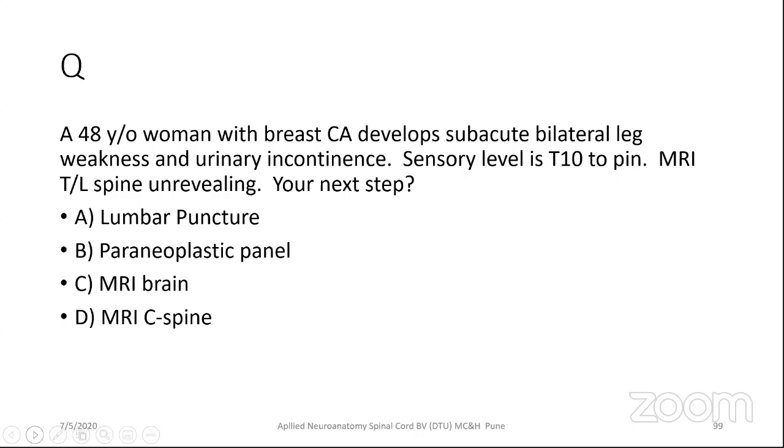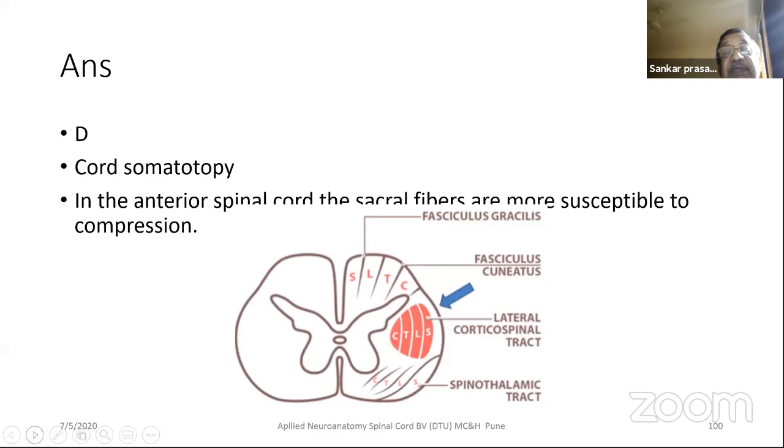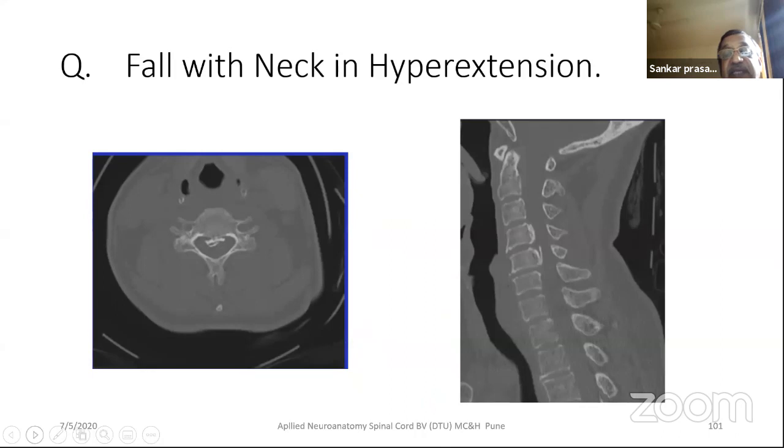Yes, that's correct. So you have to really look at the spine above the level because of the lamination of the spinothalamic tract. In the anterior spinal cord, the sacral fibers are more susceptible to compression. So you have to look at the spine in the thoracic region. Okay. This individual had a fall with neck in hyperextension. What type of abnormality will he have?